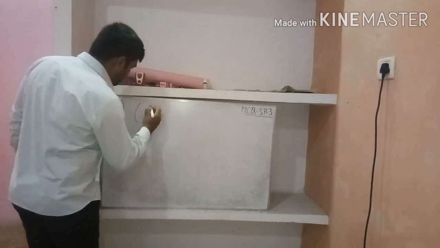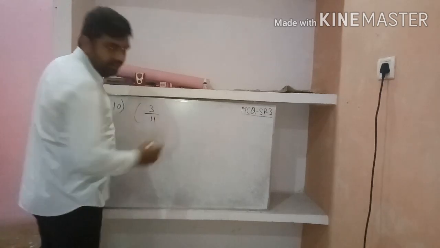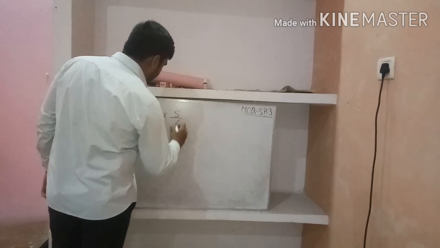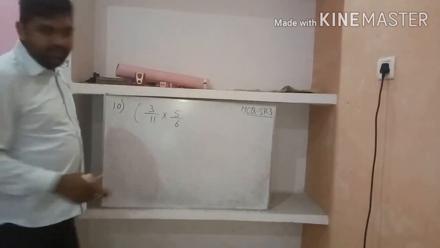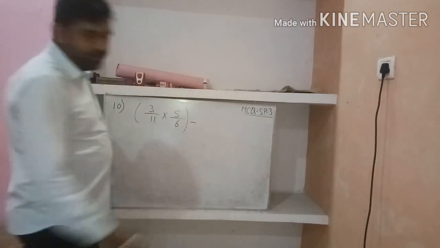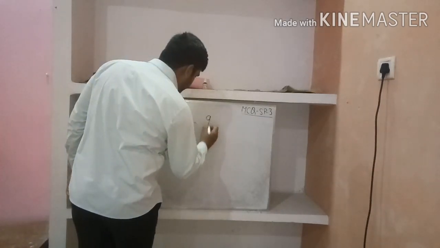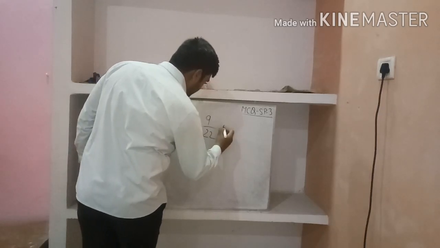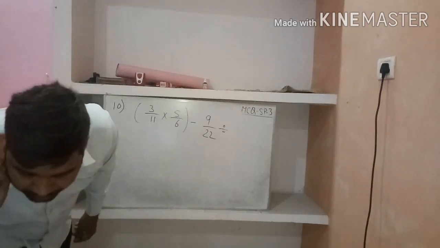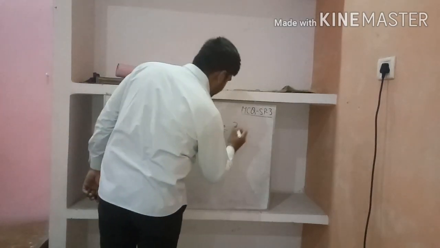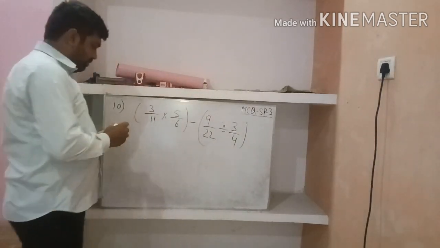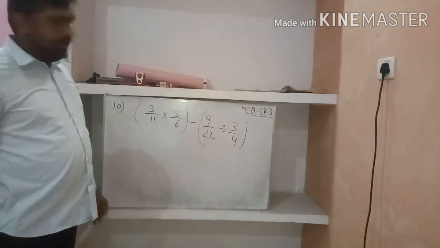So 3 by 11 into 5 by 6. 3 by 11 into 5 by 6 is minus 9 by 22, minus 9 by 22 divided by 3 by 4. Okay, so this number's reciprocal we have to find.